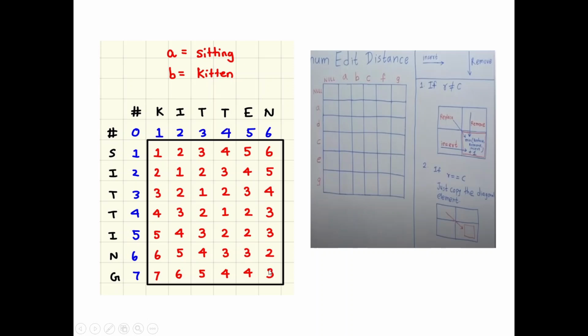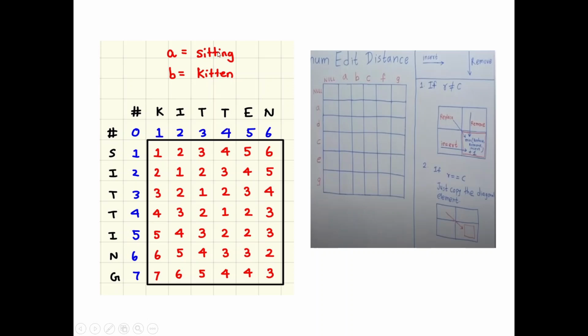We will get three operations at the end. How do you apply backtracking here? There are two rules. One, if row is not equal to column, among these three elements take the minimum plus 1. Two, if row is equal to column, just copy the element from the diagonal box. At last, we get three operations to make the string kitten equal to sitting.